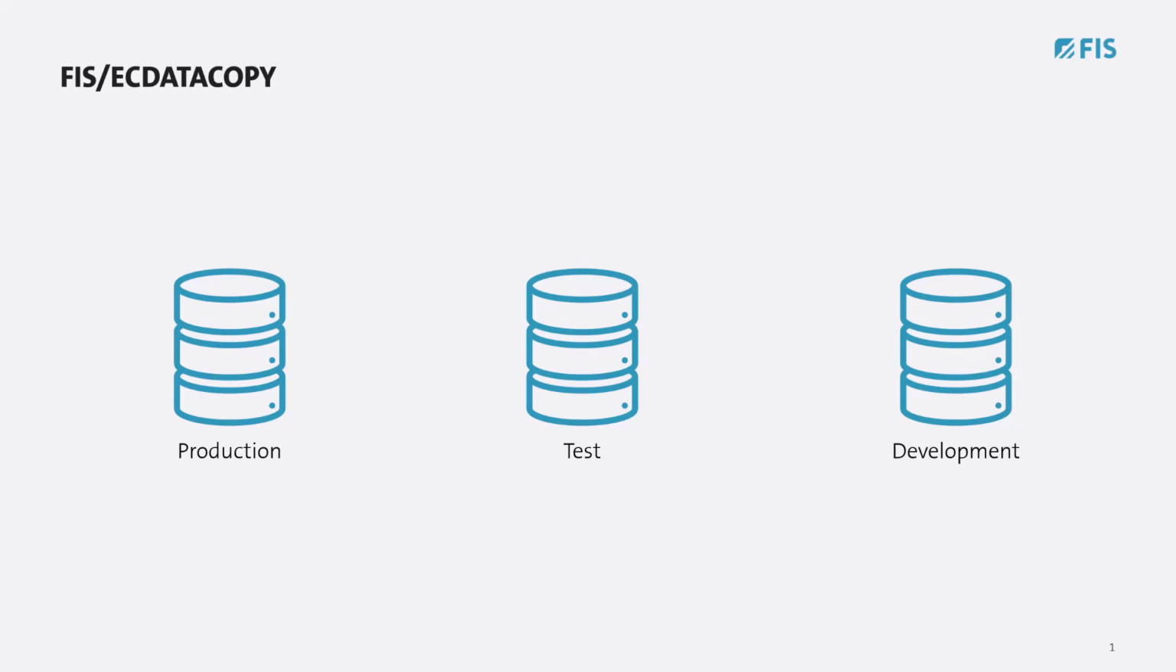FIS ECDataCopy can be used to transfer data from the production system to the upstream systems like test or development systems. This enables error-free deployment of data in a very short time. By transferring data from the production system, the special requirements of your company can be taken into account in the upstream systems, for example during tests. In this way, FIS ECDataCopy supports you in mapping your HR processes in an error-free and up-to-date manner.